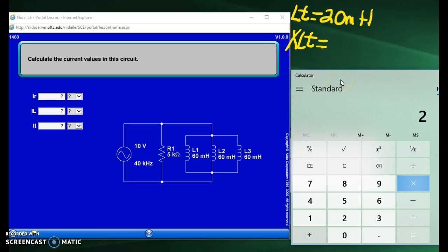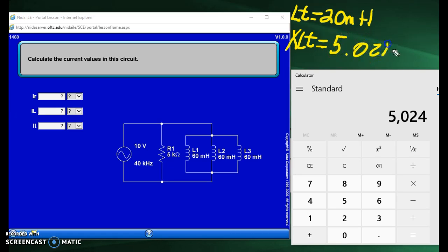So we're going to say 2, actually we're going to just do 2 pi, which is 6.28 times frequency 40, and it's in kilos, times our LT, which is in millihenries, so they'll cancel, so we can use base units. Our X of LT is 5,024, so we're just going to make that 5.02 K ohms, shall we? So let me write that down. 5.02 K ohms.